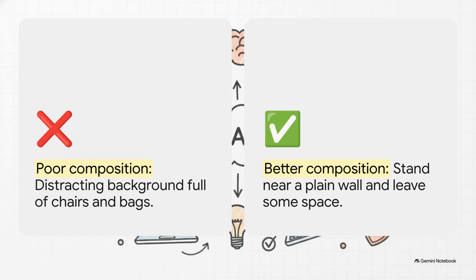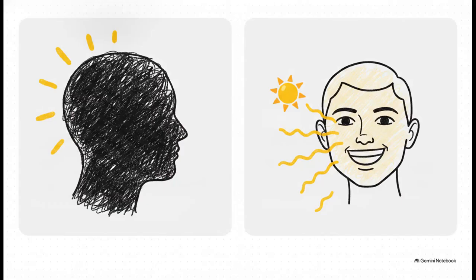The better composition is highly intentional. Go stand by a plain wall, probably hold up your presentation, and just leave a little bit of breathing room around yourself in the frame. Boom! You, the subject, are instantly the star of the show. Now, composition is great, but honestly, it's nothing without our next core skill, lighting. I literally cannot stress this enough. Lighting is almost always way more important than the actual camera you're using.